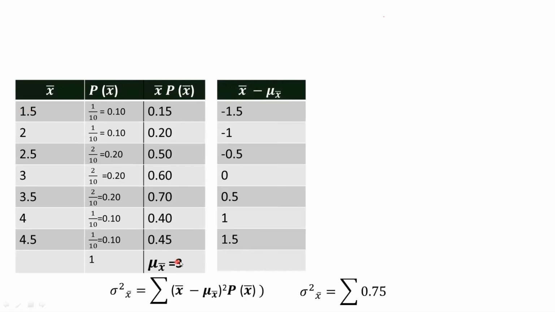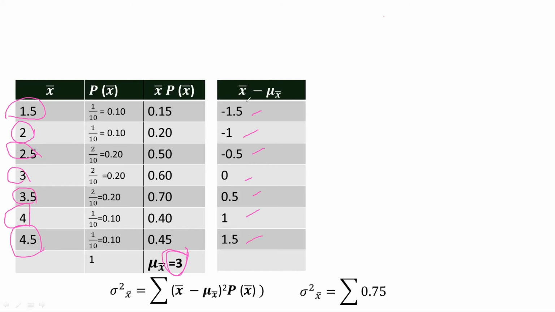1.5 minus 3, so ipagsasubtract lang natin to. 1.5 minus 3 is equal to negative 1.5. Next natin is 2 minus 3 is equal to negative 1. 2.5 minus 3 is equal to negative 0.5. And 3 minus 3 is equal to 0. 3.5 minus 3 is equal to 0.5. And 4 minus 3 is equal to 1. And 4.5 minus 3 is equal to 1.5.